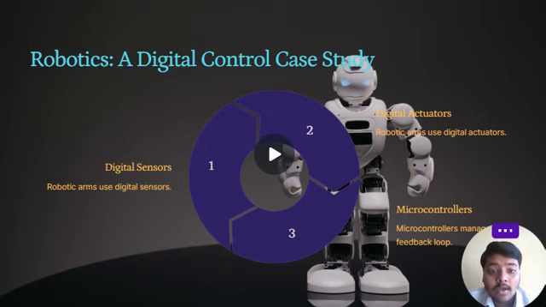Third part is microcontrollers. Microcontrollers manage the feedback loop. That means microcontrollers are like the brain of robots. They take information from sensors, decide what to do, and send commands to the actuators.